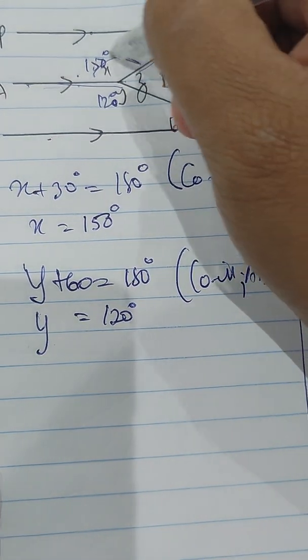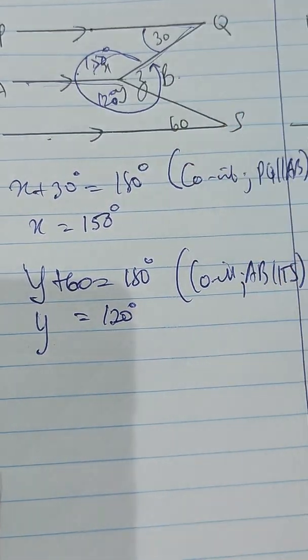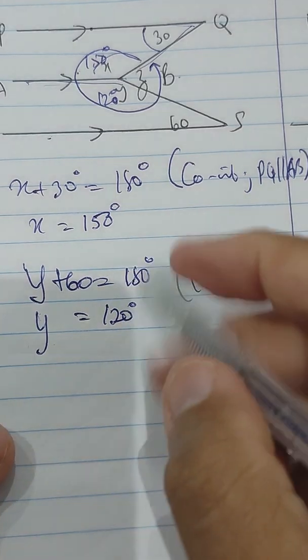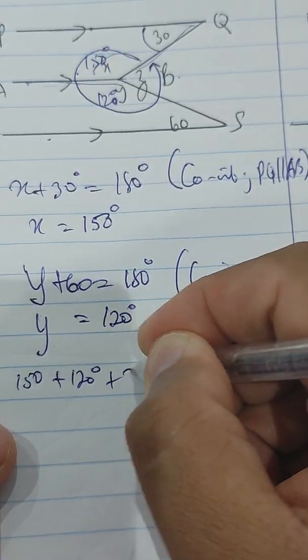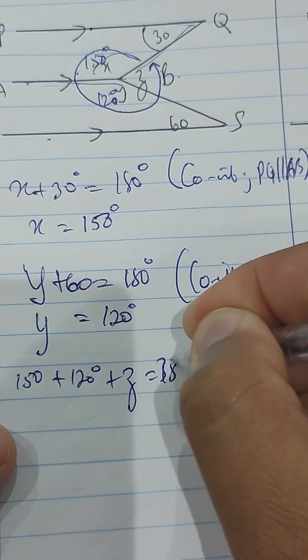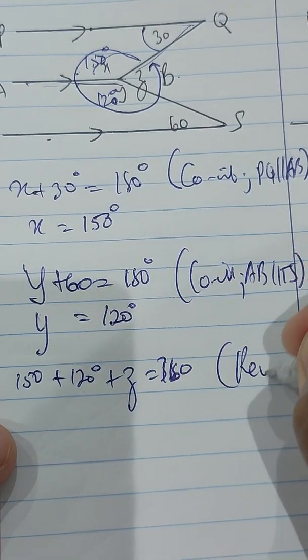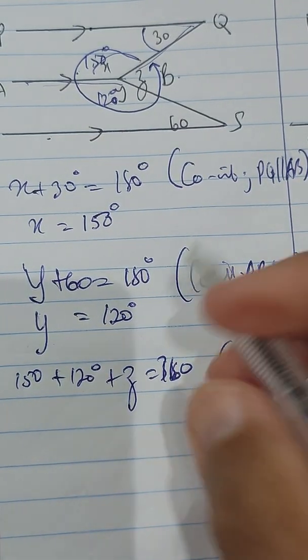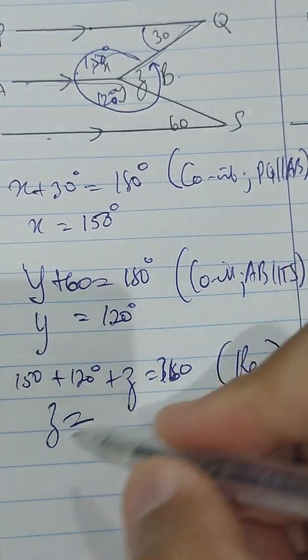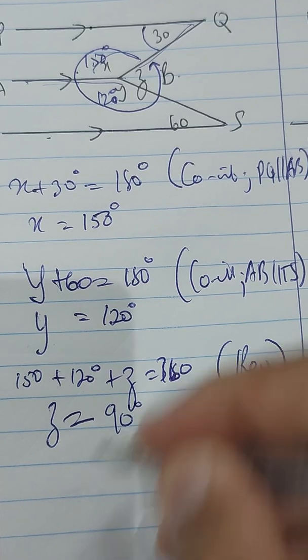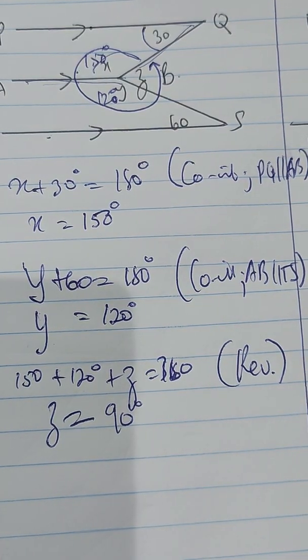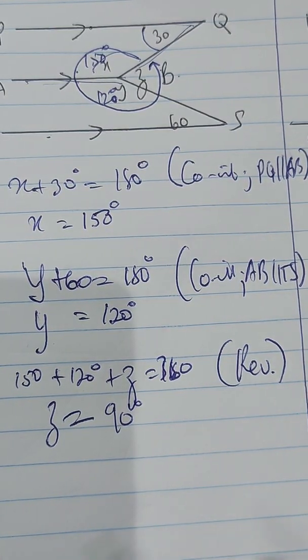So what happens now? We've got angles on a straight line for Z. Okay. So we say then 150 degrees plus 120 plus Z equals 360 degrees. Why? It's angles around a point or a revolution. So Z works out to be, that's 270, so it's going to give you 90 degrees. Okay, that is also a right angle then.